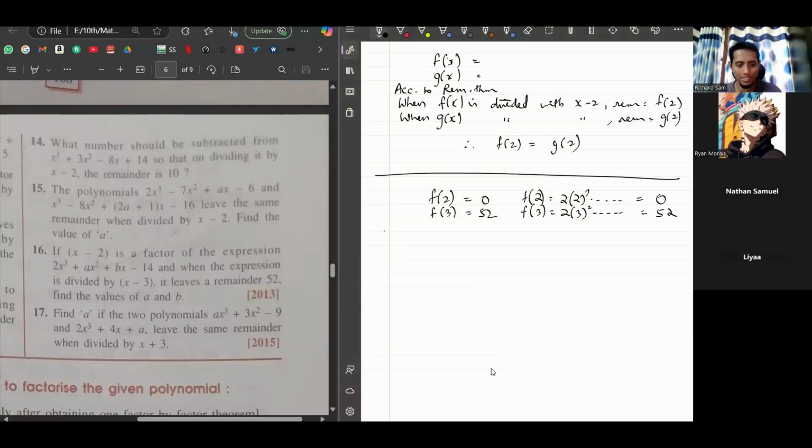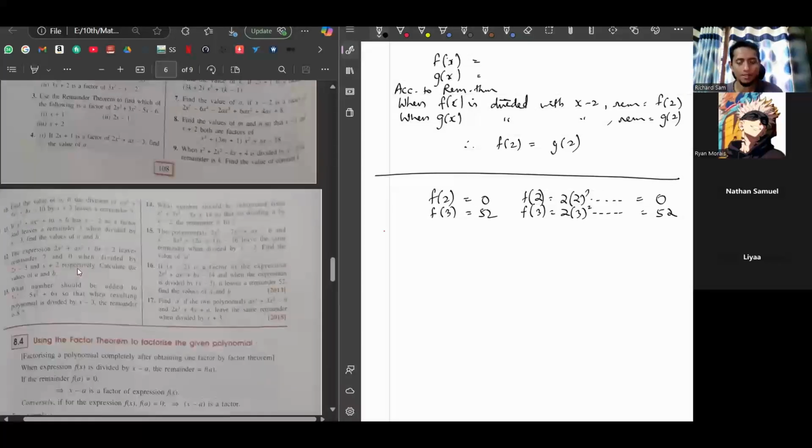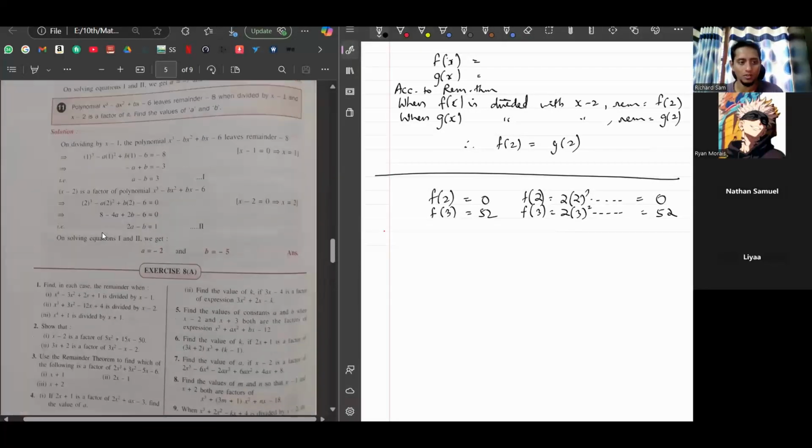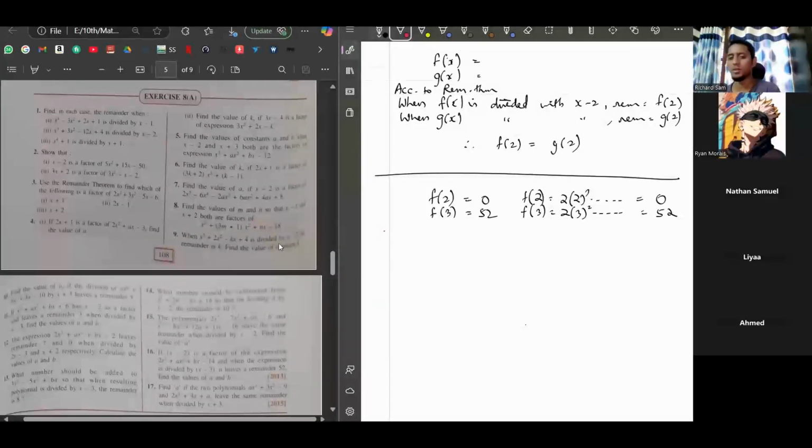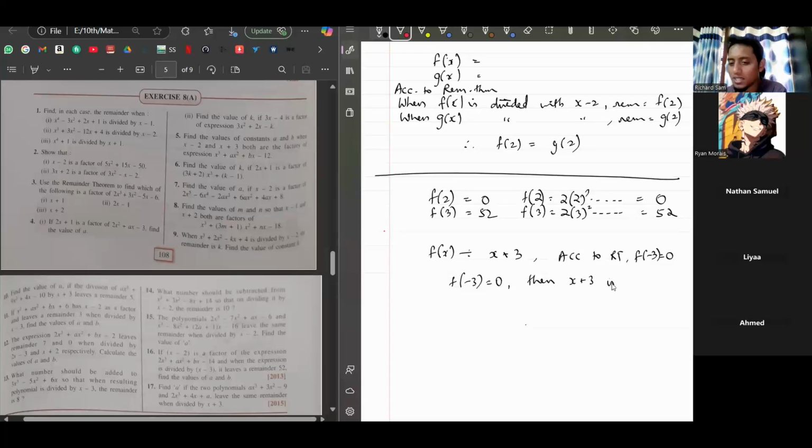Let's go to the next exercise, which is factor theorem. So if remainder theorem, what did it say? Remainder theorem, suppose you're dividing a polynomial f of x with x plus 3. Then what did remainder theorem say? According to remainder theorem, f of minus 3 is the remainder. Now what is factor theorem? It is the opposite. Factor theorem is like this. If f of minus 3 is 0, then x plus 3 is a factor.